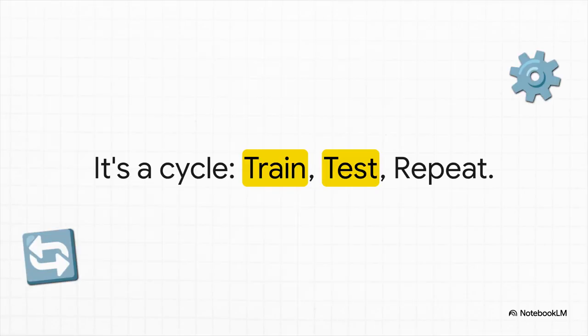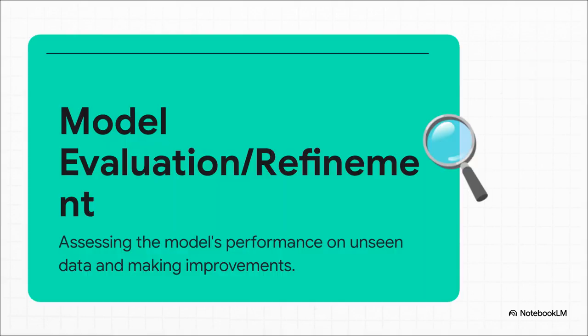And you have to understand, this is not a one-and-done deal. Not even close. It is a constant cycle. You train the model, you test its performance, you find its weaknesses, and then you go right back and refine it. Train, test, repeat. That's the mantra. So, think of this part as the AI's final exam. We give it a whole new set of data that it has never seen before. This is the moment of truth. We find out if it actually learned the subject or if it just memorized the textbook.